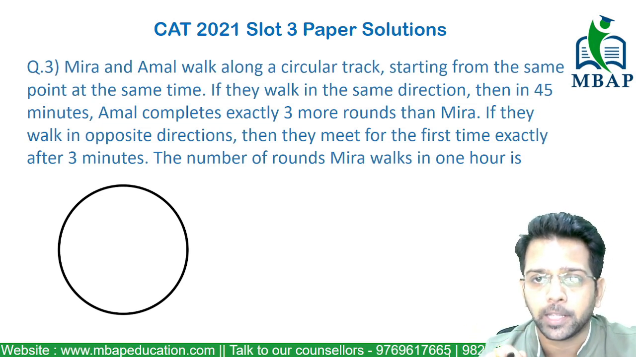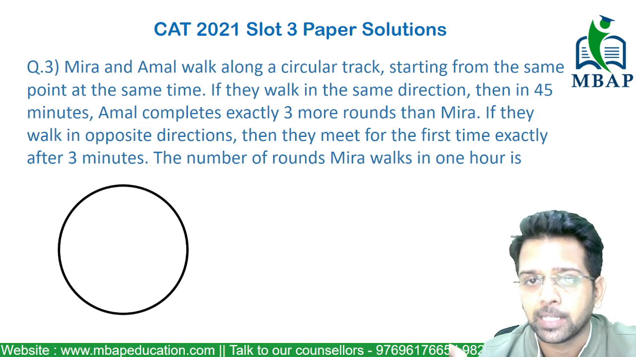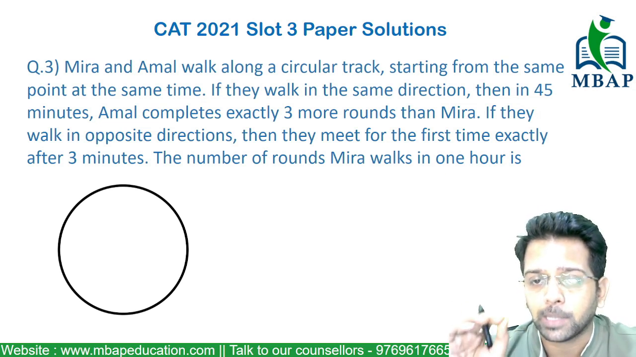The difference between the rounds completed by Amal and Mira will be 3. If they walk in the opposite direction, then they meet for the first time in 3 minutes. The second instance is more clear. It's clear that they meet for the first time after 3 minutes.